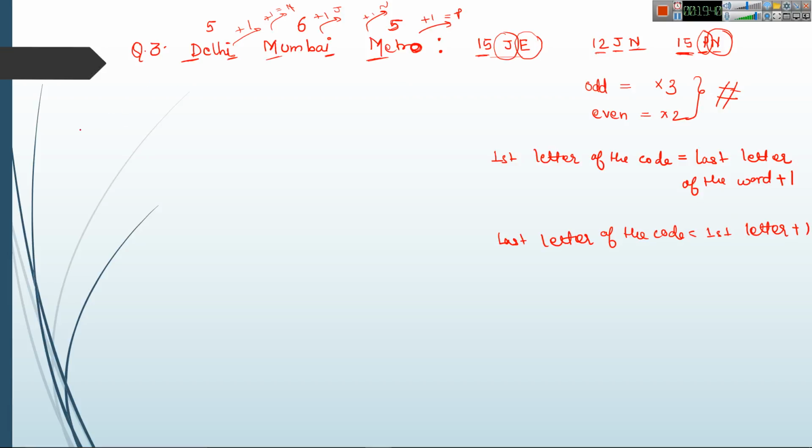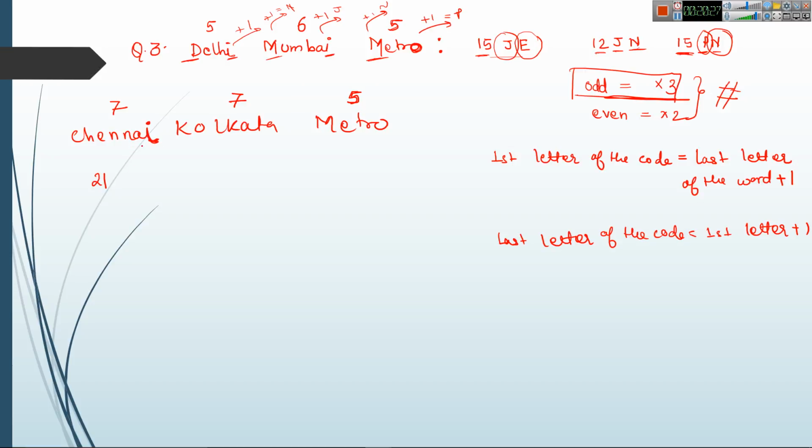The question we were asked was about Chennai Kolkata Metro. Chennai has 7 letters. Kolkata has 7 letters. And Metro here has 5 letters. All of them have an odd number of letters, so we have to multiply every number by 3. So for Chennai the number part will be 21, and for the letter part the first letter of the code will be the last letter of the word Chennai, which is I, plus 1. After I comes J. And the second letter of the code will be the first letter plus 1, which is C plus 1, D. The code for Chennai will be 21JD.